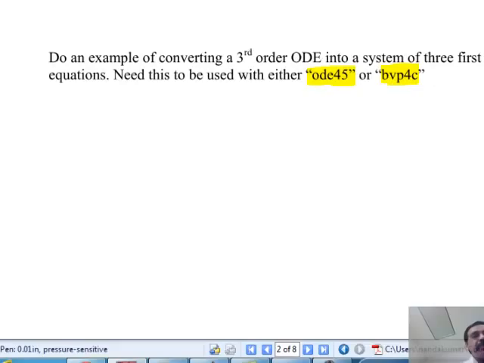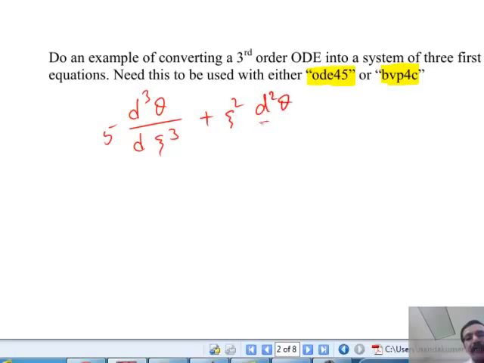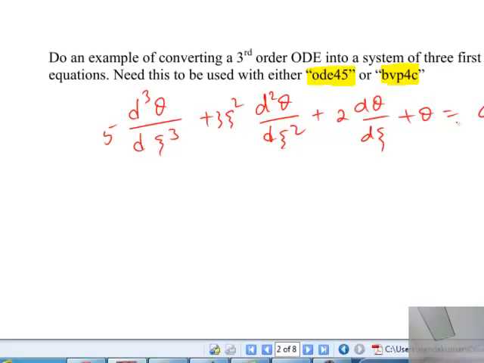So let me give you an example of a third order equation, d cubed theta d psi cubed. Let me just put some numbers there instead of variables. So 5 plus psi squared, d squared theta d psi squared, plus 2 d theta d psi plus theta equal to 0. That is an example of a third order equation. Here, we don't care where the model comes from. Okay? So if you're analyzing a particular problem and you end up with a third order equation like this, you should obviously need three conditions.